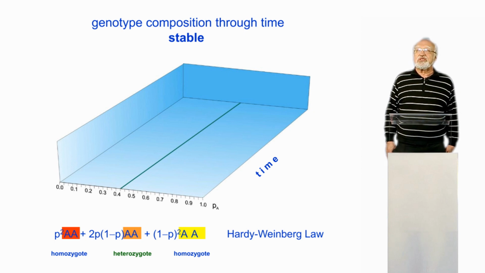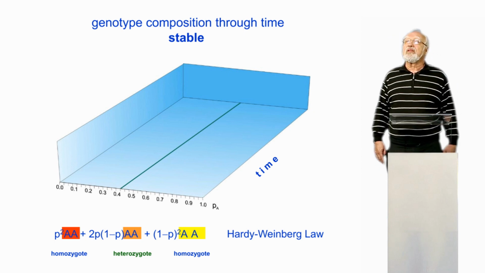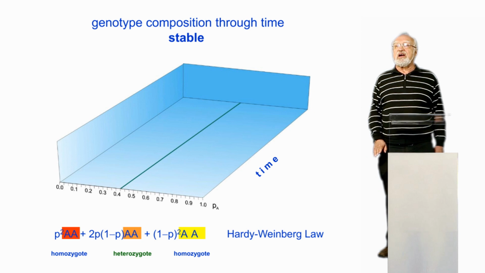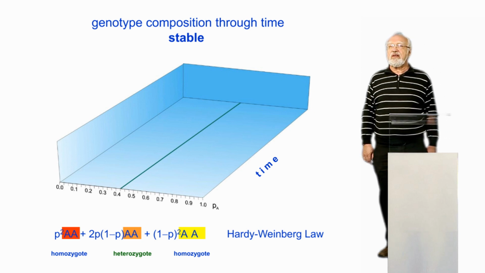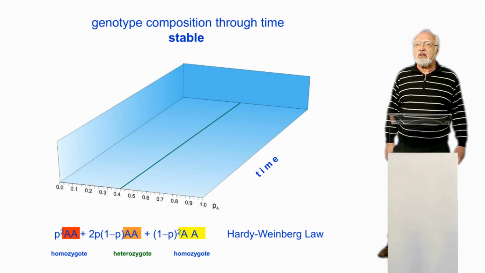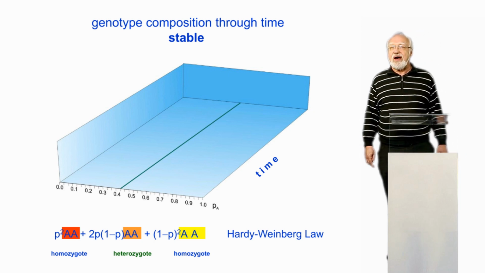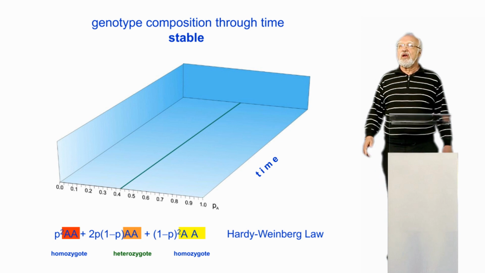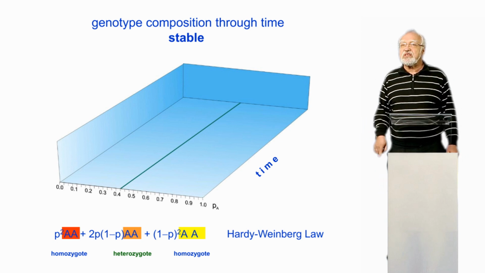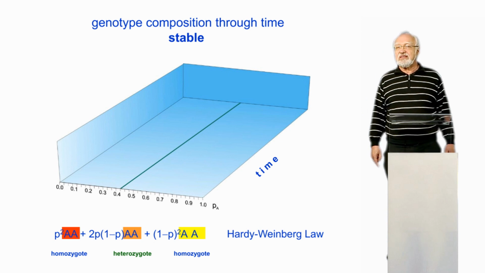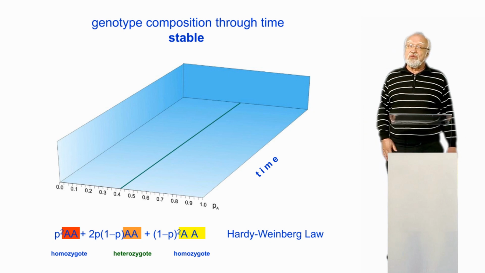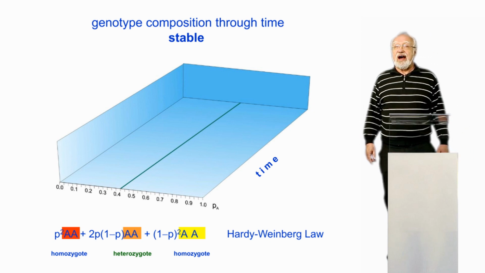Now we have to look at the genotype composition through time, and in the first case you can see we are working with qualitative characters according to the Hardy-Weinberg law. You have the probability of one allele, and you can see when they are constant through time, then they follow the Hardy-Weinberg law with the probability of both homozygotes, and the probability of the heterozygotes. This can, of course, be extended to many alleles, not only to two alleles.